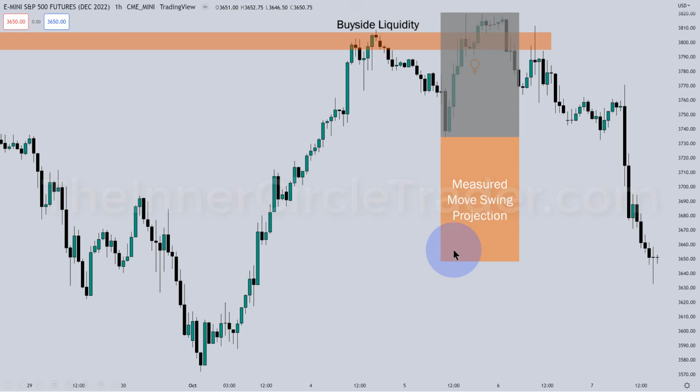That's what this is here. That's a measured move swing projection. All it is, this low to that high, that range, multiplied, doubled up basically, and projected below that low. So everything you see here on the upside, if you took that and anchored it to that low and projected it down, that's what I'm doing here. And without any other tools, look where it's lining up with the fair value gap.